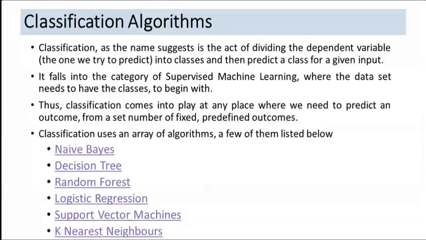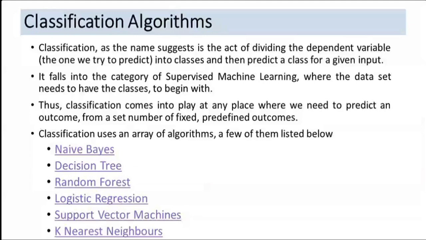There are different classification algorithms in machine learning. As the name suggests, classification is the act of dividing the dependent variable into classes and then predicting a class for the given input. It is a category of supervised machine learning algorithm where the data needs to have the classes to start with. So classification comes into play at any place where we need to predict an outcome from a set number of fixed or predefined outcomes.